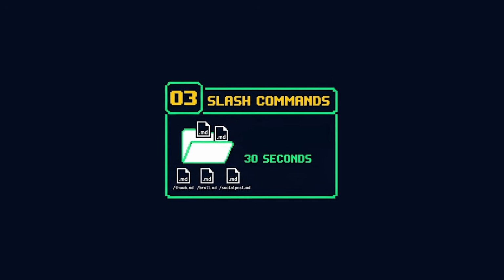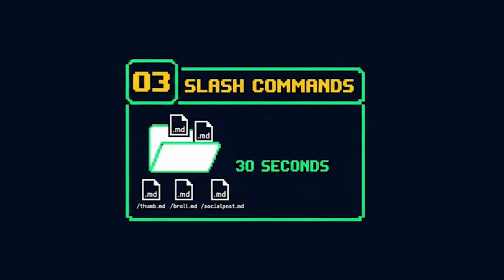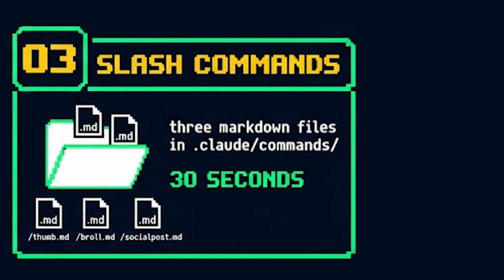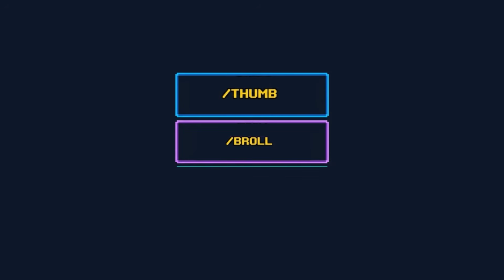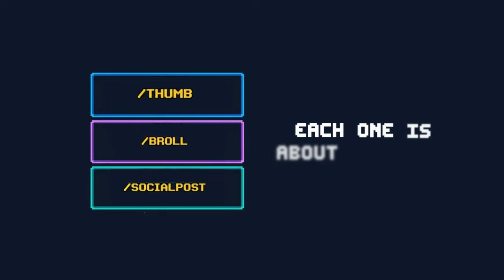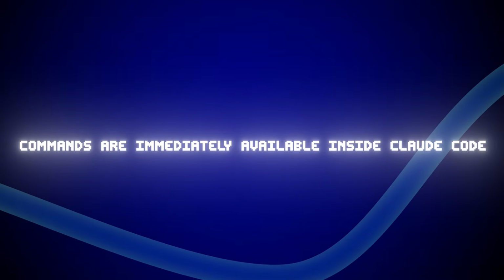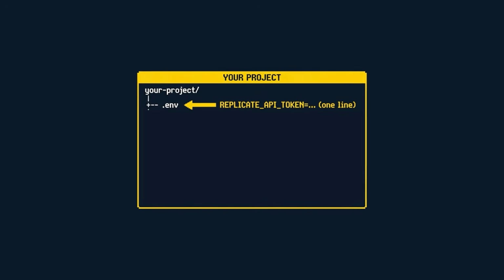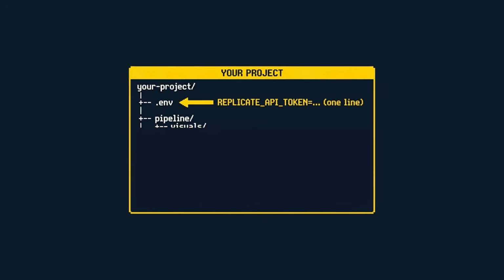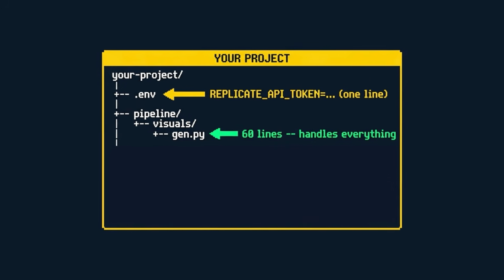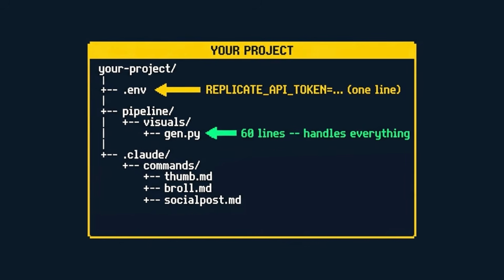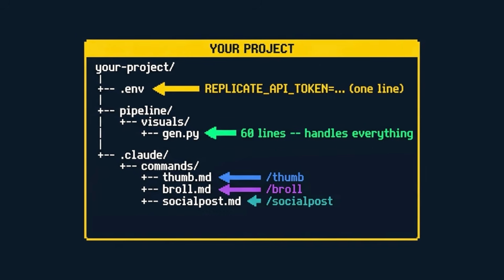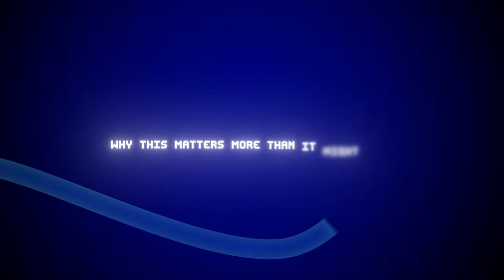Part 3, 3 markdown files in .claude/commands. These are what create the /commands: thumb, broll, and socialpost. Each one is about 20 lines. Drop them in and the commands are immediately available inside Claude Code. That's the entire setup. Look at the directory tree on screen, 1 line in .env, pipeline/visuals/gen.py, 3 files in .claude/commands. That's everything. Here's why this matters more than it might seem.